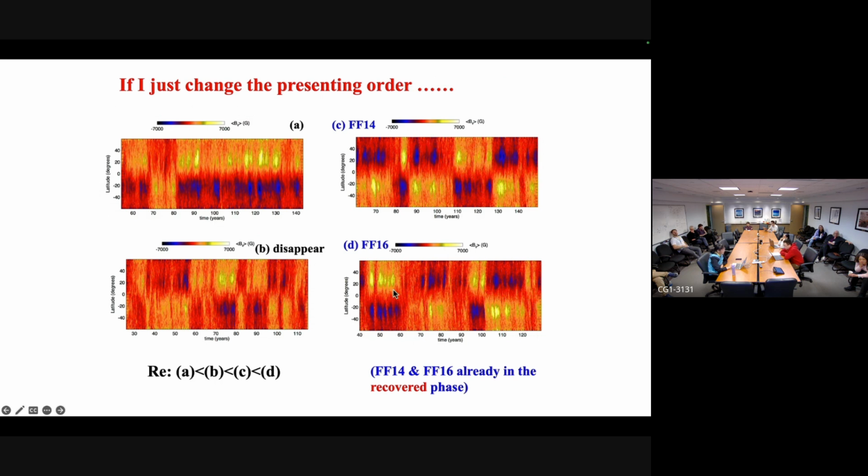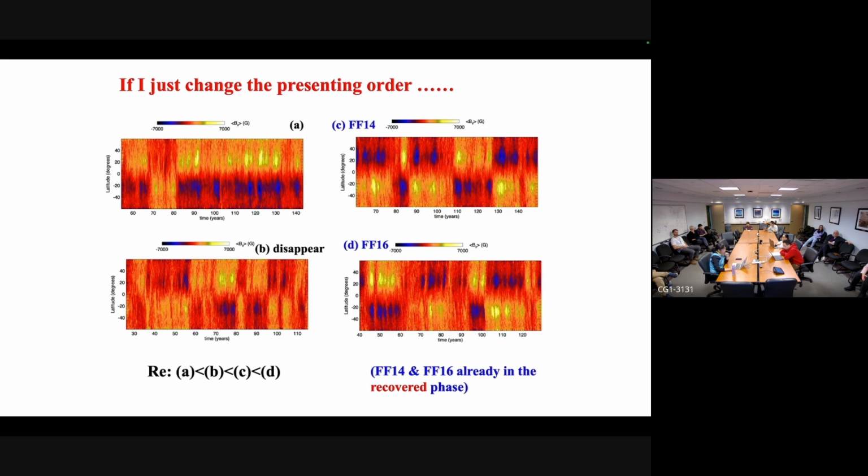So this C and D is now Yuhong's 14 paper, and this is Yuhong's 16 paper. You see, this looks exactly like what Hotelsang's paper found. So with the increase of Reynolds number, the dynamo first appears and then disappears and then recovers, right? So basically, I think I prove that Yuhong's 14 and 16 paper is already in the recovered phase that this Hotelsang paper stated.